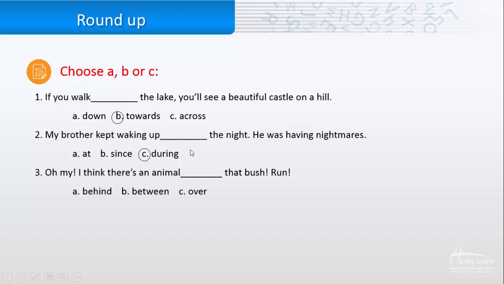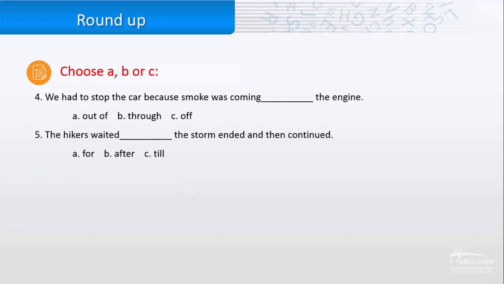Number 3, oh my, I think there is an animal behind that bush. Excellent. And number 4, we had to stop the car because smoke was coming out of the engine. Excellent. And number 5, the hikers waited till the storm ended and then continued.